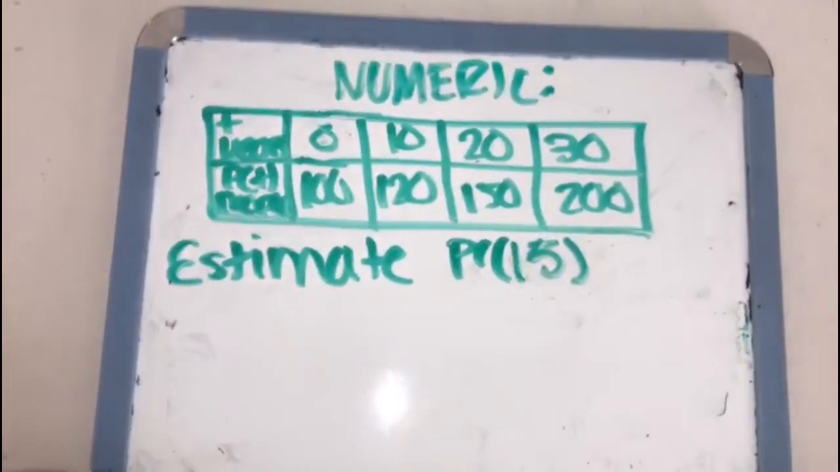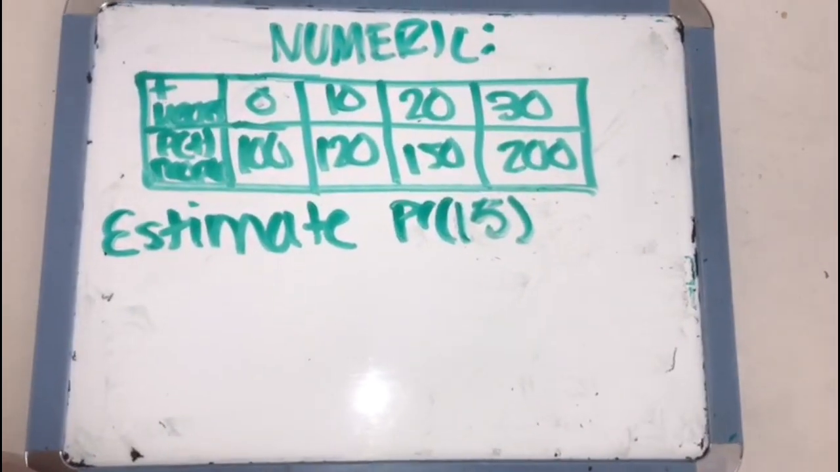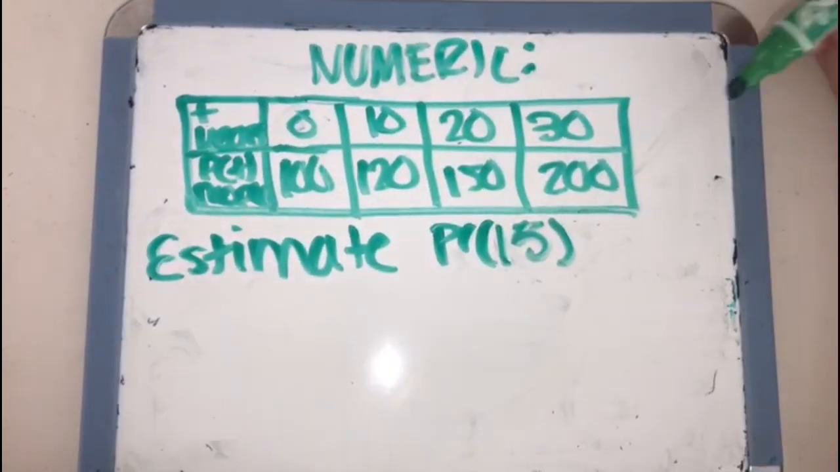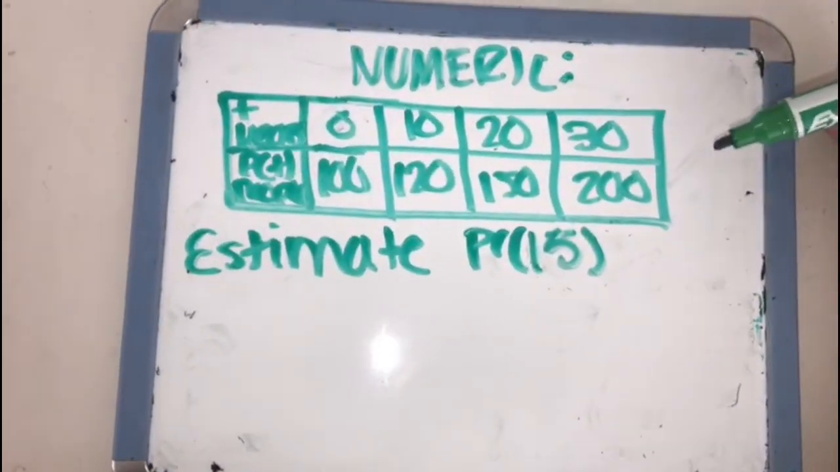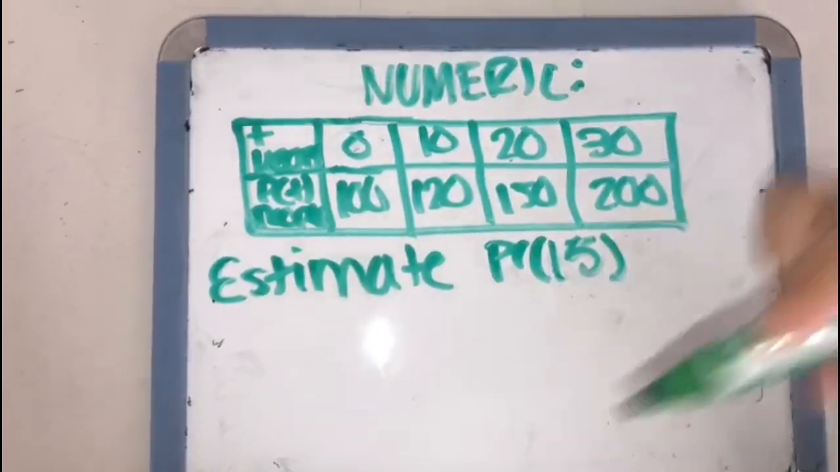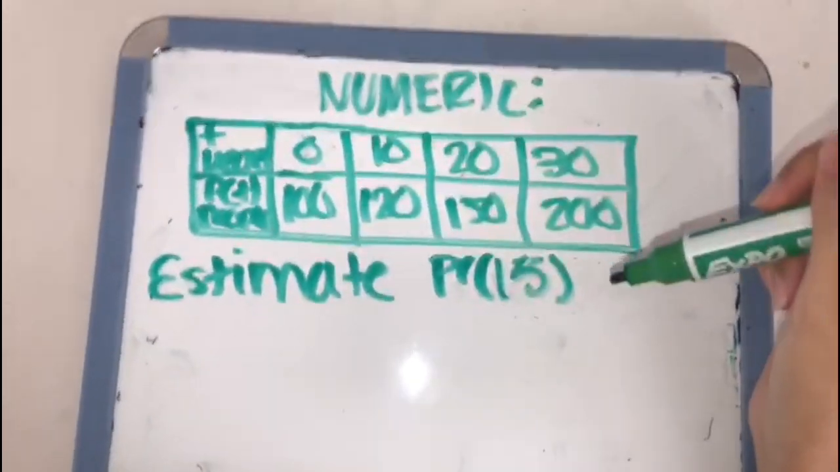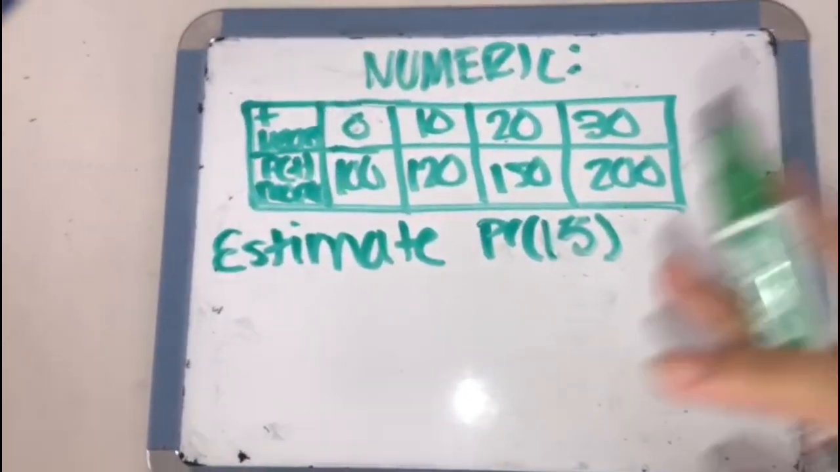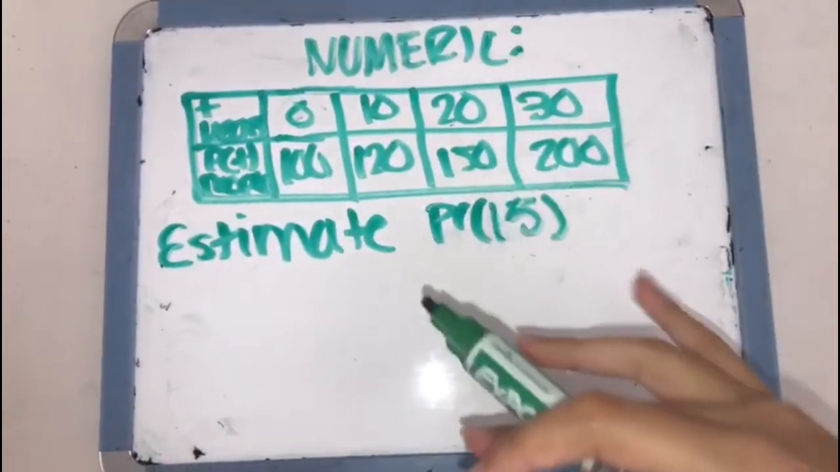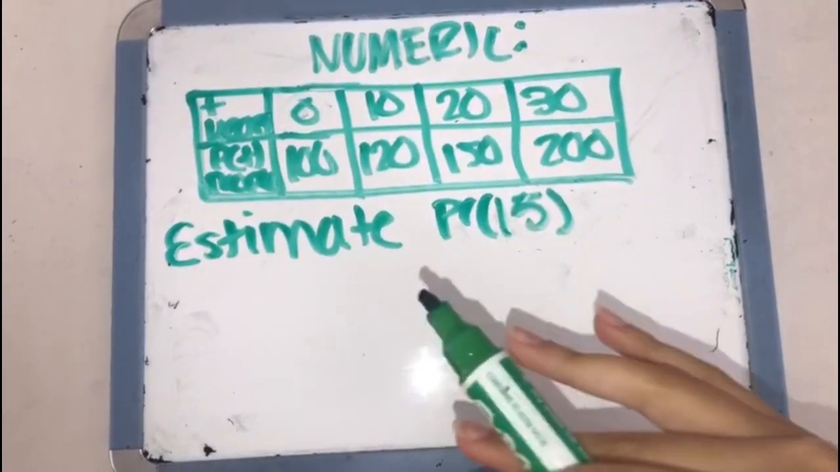Hey guys, so this is the numeric portion of the GNAW problem, and this problem consists of a table and how we're going to use the derivative from the table and then using rate of change. So we'll be using the rate of change formula, which is f of x minus f of a over x minus a, and so on. So let's start by using the formula.